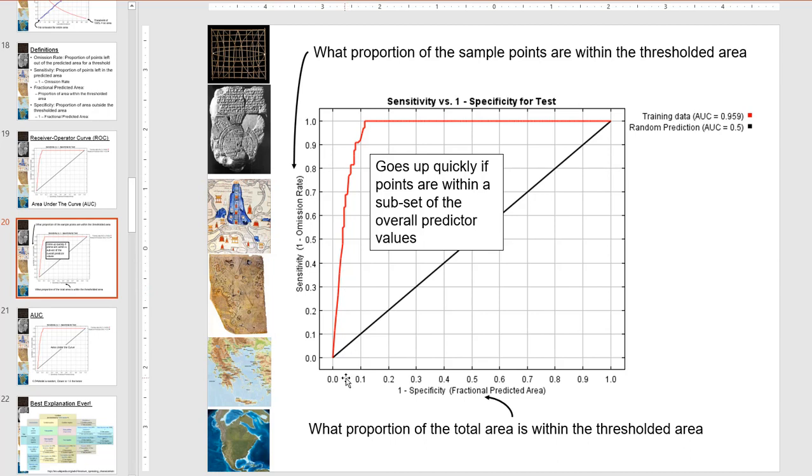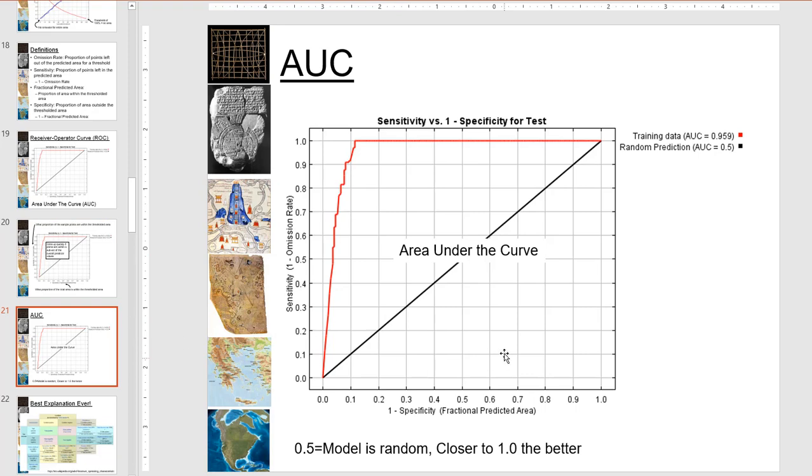And the idea here is that as we threshold the model, we want to have a small percentage of our study area with a large number of sample points in that same area. Okay, and that's what causes it to go up like this. And that's how AUC is calculated.